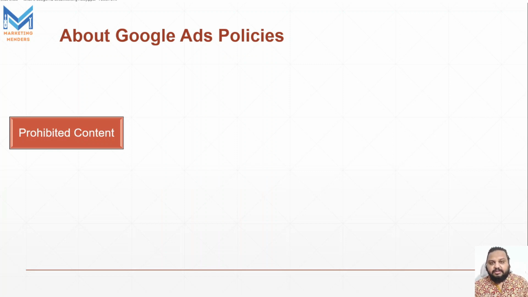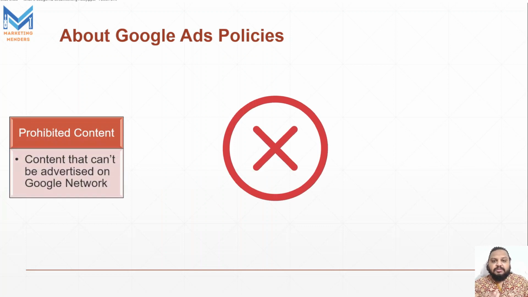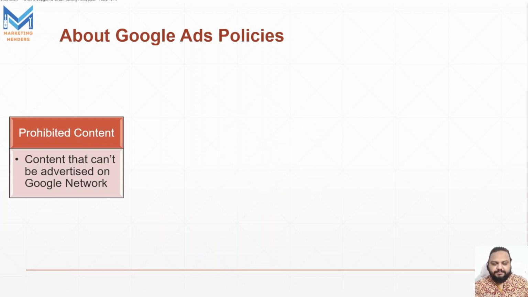Google has divided these policies into 4 categories. Number 1 is prohibited content. This policy takes care of all the content which you are going to advertise on the Google network. It could be your products, it could be your website, it could be your ads. Prohibited means no negotiations, no clarifications. They are absolutely a no on Google ads.